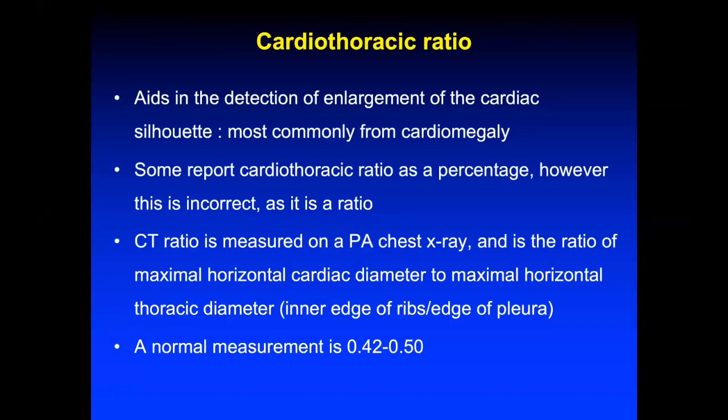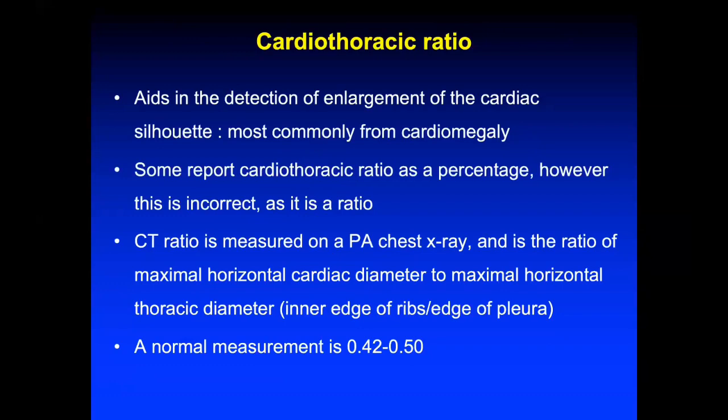So first and foremost is the cardiothoracic ratio. Cardiothoracic ratio, also called CTR, aids in detection of enlargement of the cardiac silhouette, most commonly from cardiomegaly. So whenever there is cardiomegaly, your cardiothoracic ratio increases. How do you differentiate cardiomegaly from other causes? That is basically on the basis of cardiothoracic ratio. Some say cardiothoracic ratio is a percentage. It's incorrect. It's always mentioned as a ratio, because in the technical term, it's a ratio and not a percentage. On a PA view, it is measured as the ratio of the maximum horizontal cardiac diameter to the maximum thoracic diameter, from the inner edge of the ribs or edge of the pleura.